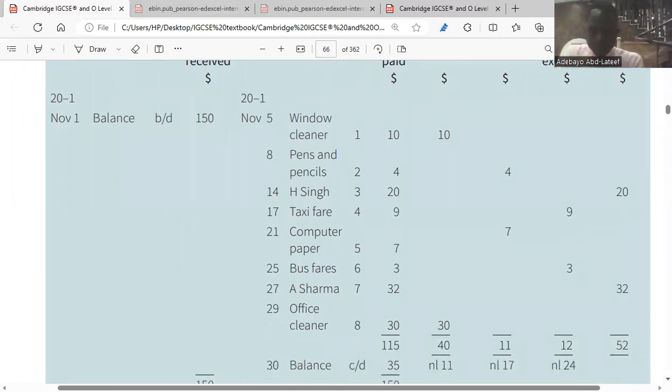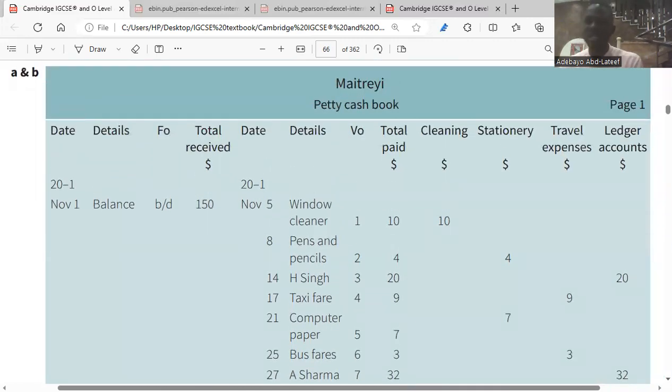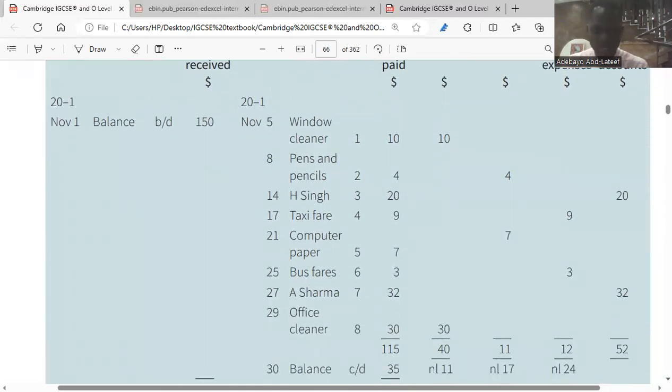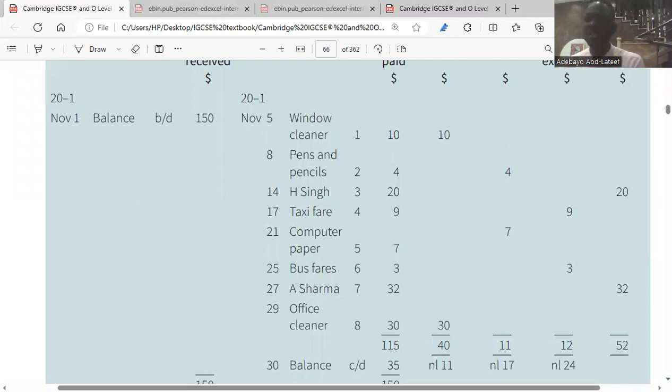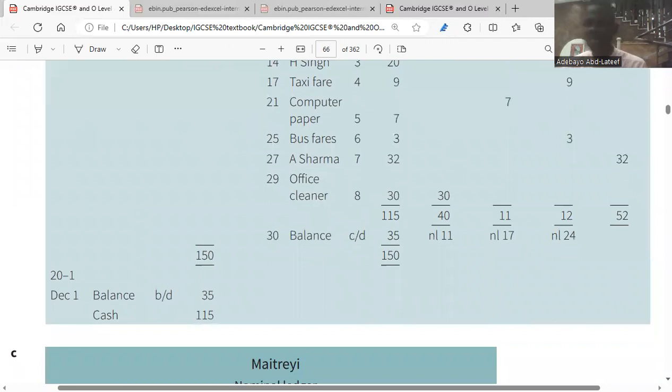Yes. Computer paper is going to be under stationery. Clear, right? Bus fare is going to be under travel expenses. Shama is going to be under ledger account. Office cleaner is going to be under cleaning. And that's how we balance our account. Any question about that? No.